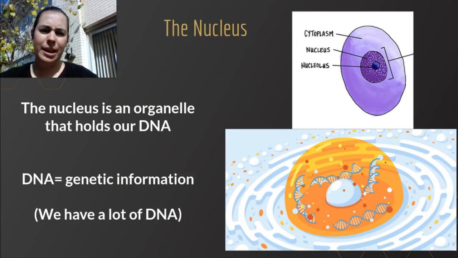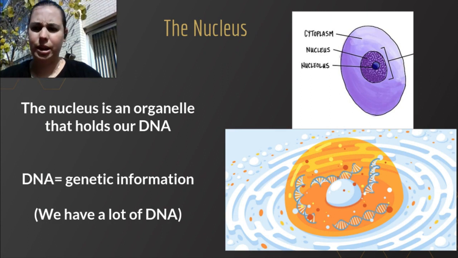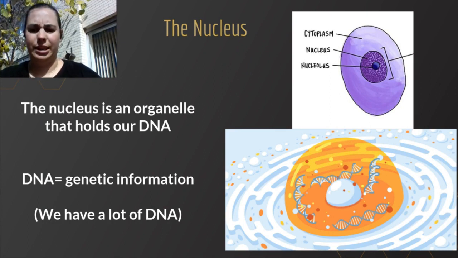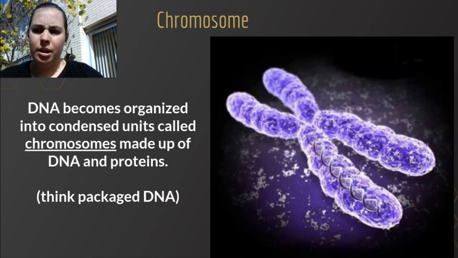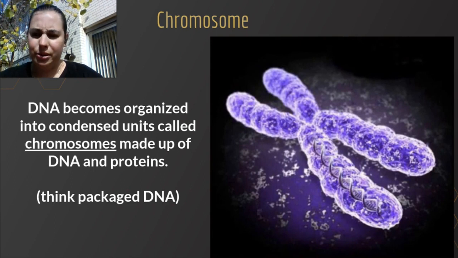Now, this chromosome hangs out in our nucleus, that cell organelle. It's an organelle that holds our DNA, which is our genetic information. And we have a lot of DNA. So DNA becomes this organized, condensed unit called a chromosome, which is made up of DNA and proteins. You want to think packaged DNA.